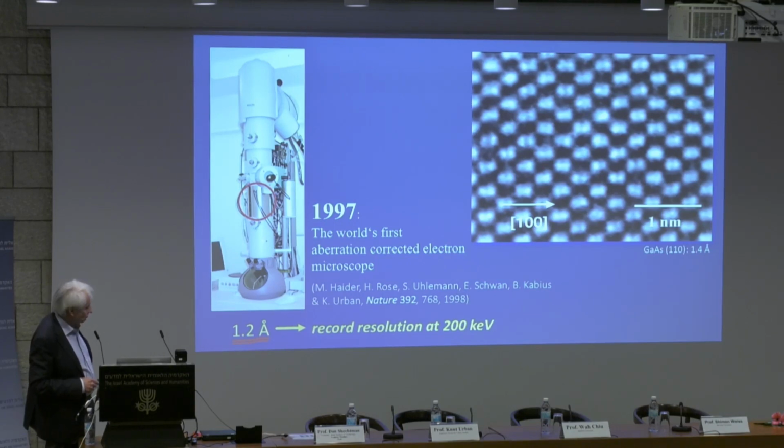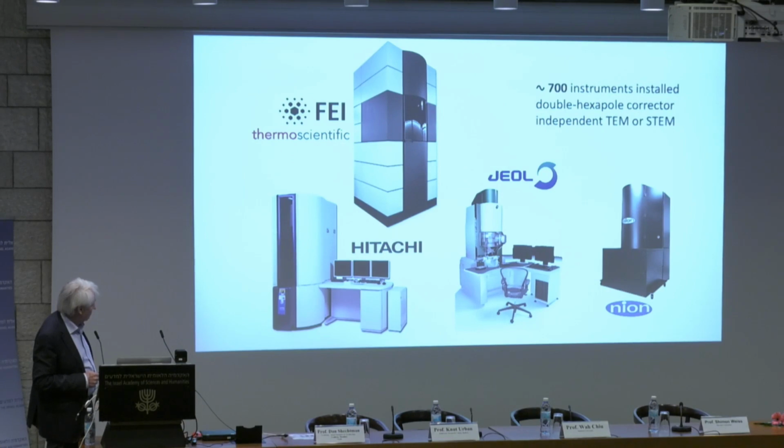With this record resolution, we were then able to image and separate these dumbbell atoms consisting of gallium and arsenic, which have a separation of 1.4 angstrom. And this, in a sense, started the atomic resolution electron microscopy we are used to today. Our instrument has become, so to say, the mother of an entirely new generation of microscopes which rely on aberration correction. We have an estimated 650 to 700 instruments installed worldwide, and with the exception of 2 or 3 handfuls, these being the Nion instruments, all these instruments rely on our double hexapole corrector principle, independent of whether these are TEMs or STEMs.